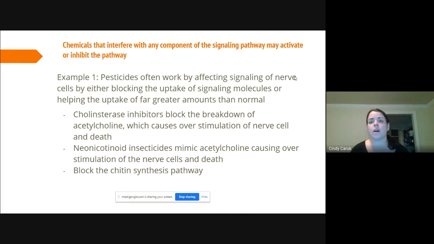Chemicals that interfere with the signal pathway can either activate or inhibit a pathway. A good example is pesticides. A number of pesticides work either by blocking the breakdown of acetylcholine, or by disrupting the chitin synthesis pathway so that the pest isn't making its exoskeleton. By blocking the acetylcholine from being picked up, it overstimulates the nerve cells, and that causes the death of the pest or insect. Some pesticides that were used quite a while ago actually affected human neural pathways as well. That's why we try to decrease our use of pesticides, as well as because of microevolution, where you get pesticide-resistant insects.